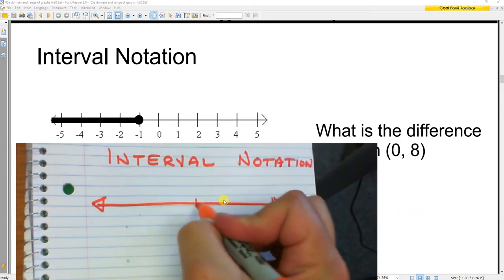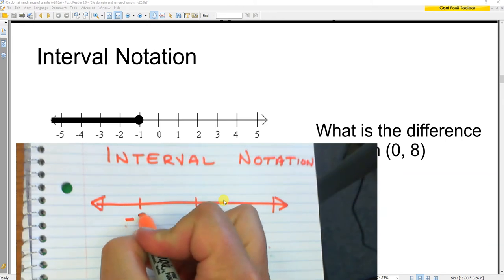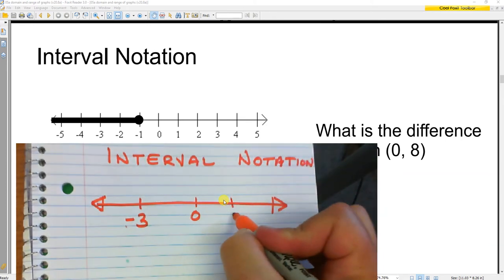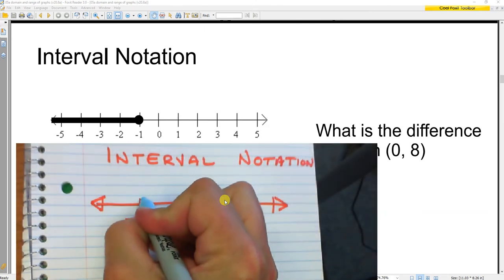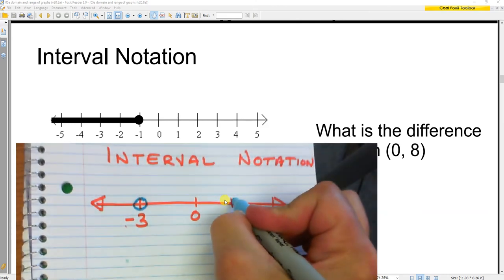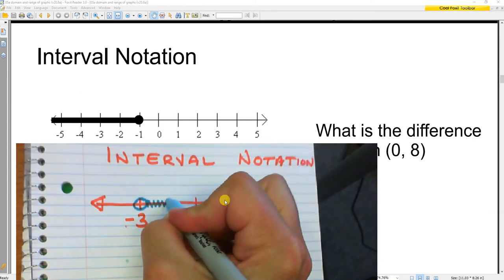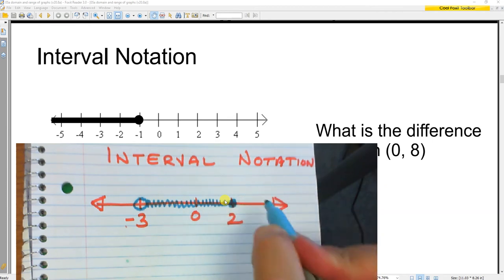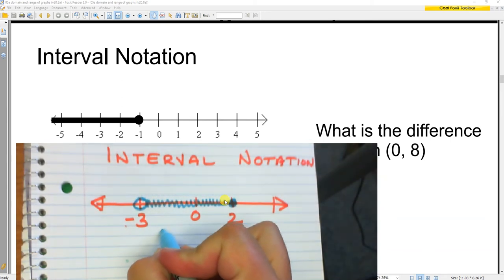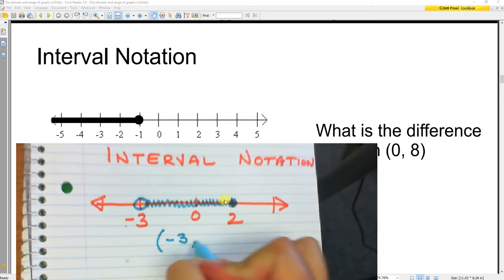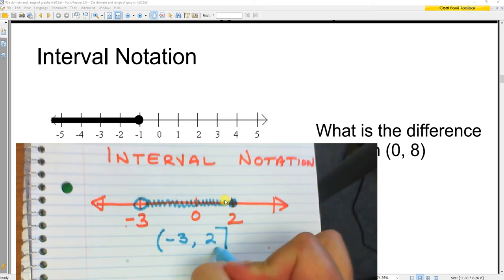So here's a number line. We'll put a 0, and we'll go from -3 to 2. And on this number line, I'm going to make -3 an open circle and 2 a closed circle, and I'm going to shade everything in between. So -3 is not part of the solution, but 2 is part of the solution. And here's how I can show it using interval notation. -3 to 2.